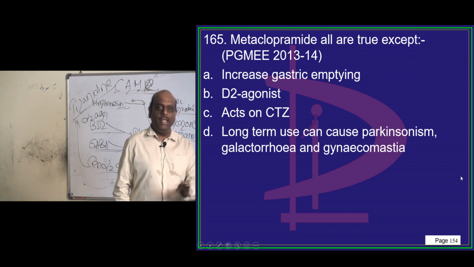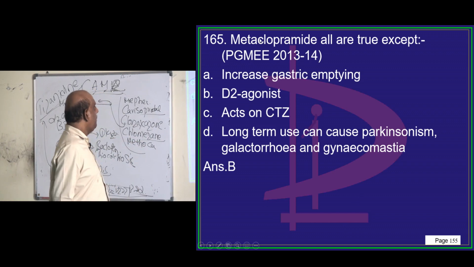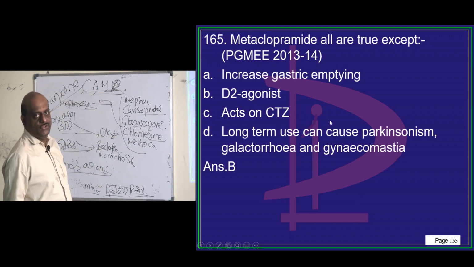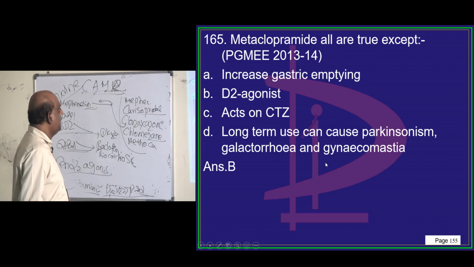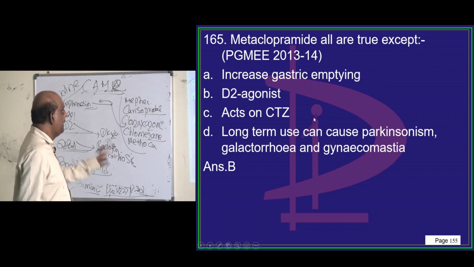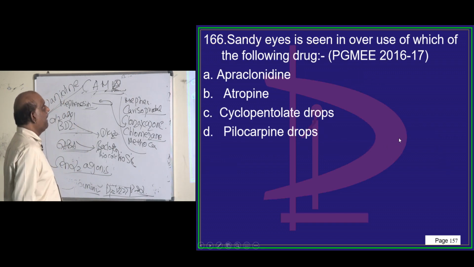So, suddenly an unexpected question: metoclopramide. Metoclopramide acts on the chemoreceptor trigger zone, it increases gastric emptying, and long-term use of it can lead to gynecomastia, Parkinsonism, and galactorrhea, is what you need to remember.